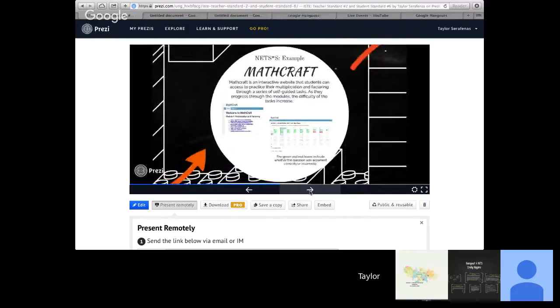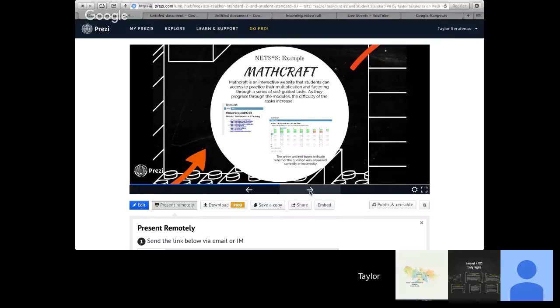An example for the student standard that I found was a website called Mathcraft. What I really liked about this was it was another interactive website where students could use their prior knowledge through technology to navigate through the boxes. So, for example, instead of clicking on each individual box, if a student was higher educated in technology, they can use the tab key to go from box to box to box and continue on.